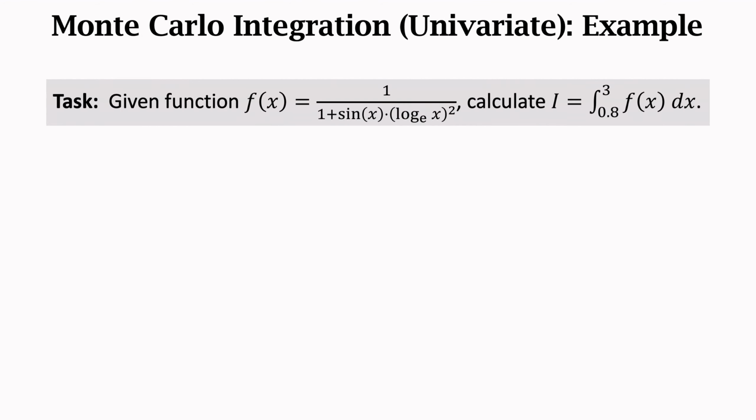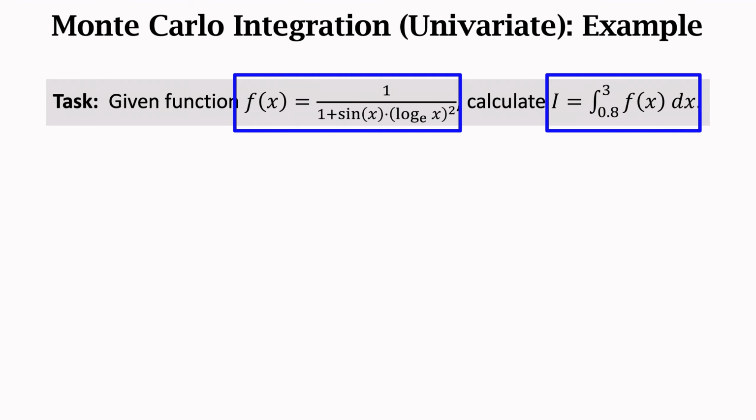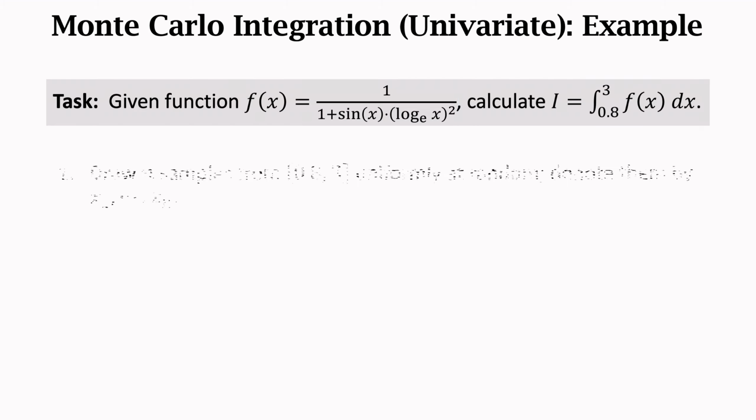Let's study this problem. We are given the function f of x, which is very involved. We want to calculate the integral of f of x on the interval from 0.8 to 3. It is very hard to do the calculation analytically. Perhaps an analytical solution does not even exist. A feasible approach is Monte Carlo integration.